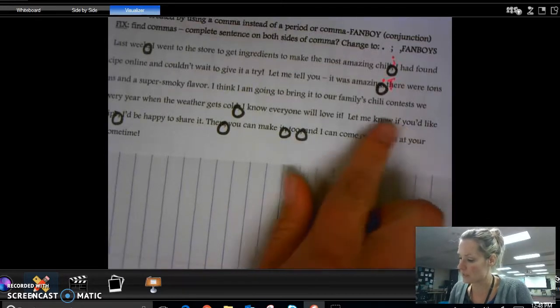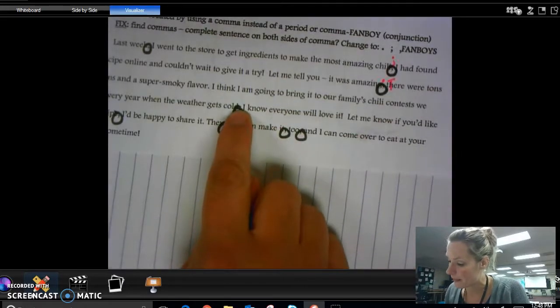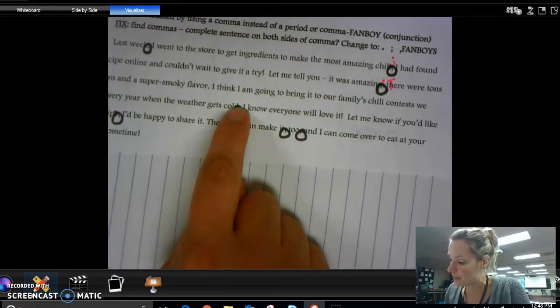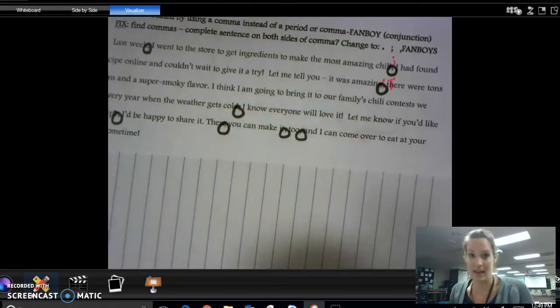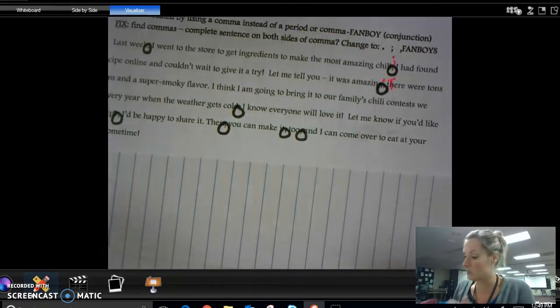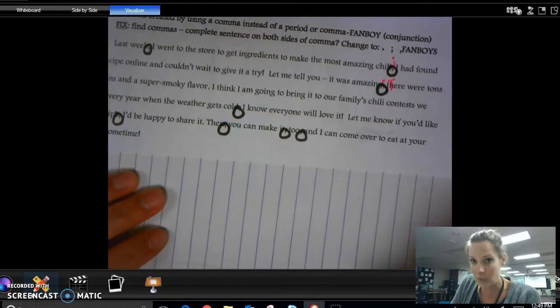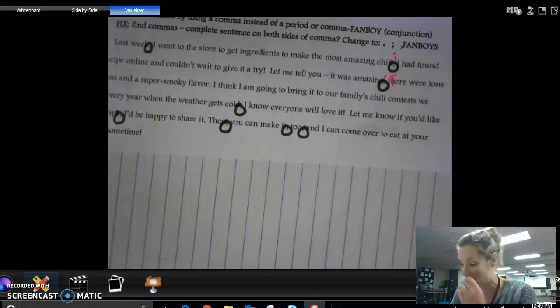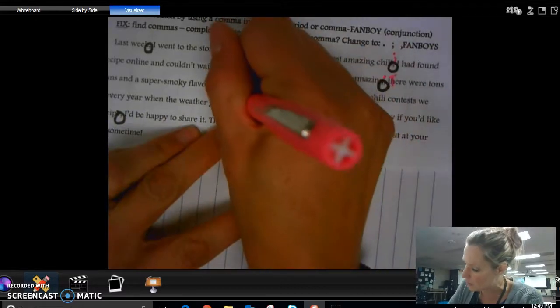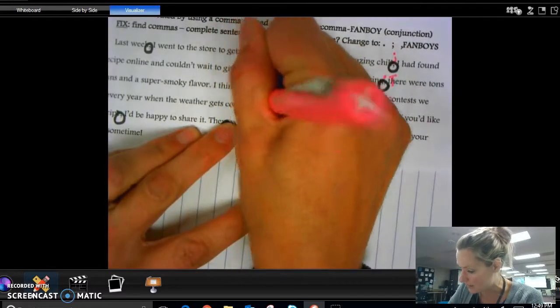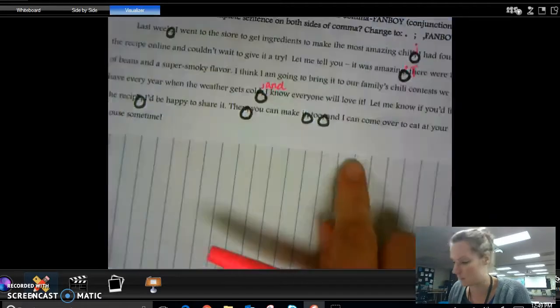Okay, let's go to the next comma I circled here. I think I'm going to bring it to our family's chili contest we have every year when the weather gets cold, comma, I know everyone will love it. Again, there is a sentence on both sides. So I'm going to stick with periods and semicolons. Again, you could do "and" here. That would totally work. Actually, I think I am going to do "and." So I'm going to do comma "and" because I can't just have commas hanging out by themselves like this.